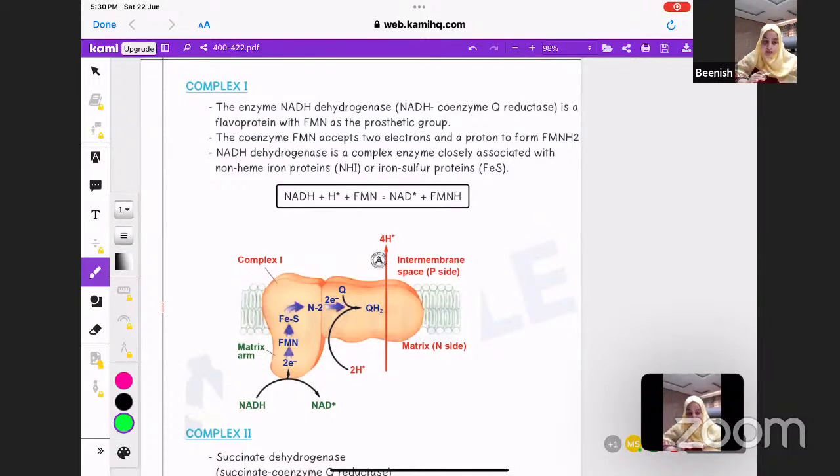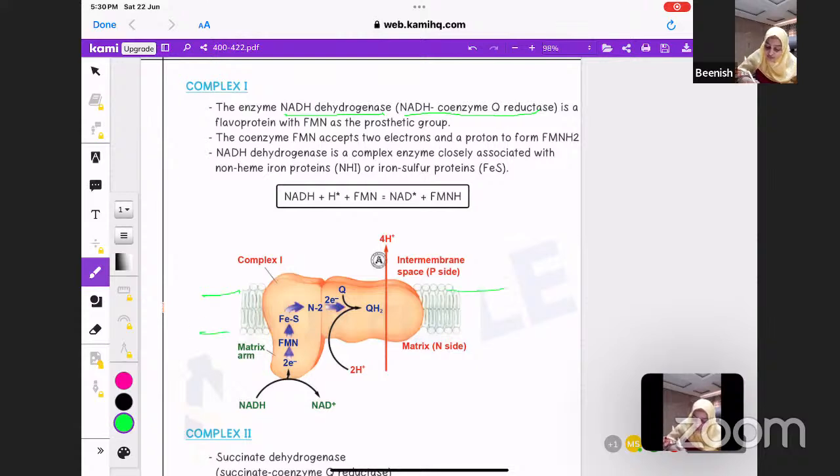So now talking about complex 1. What is happening in complex 1? NADH dehydrogenase is one name for complex 1. The other name is NADH coenzyme Q oxidoreductase. What is happening? Your NADH is going to come and give its electrons to complex 1.